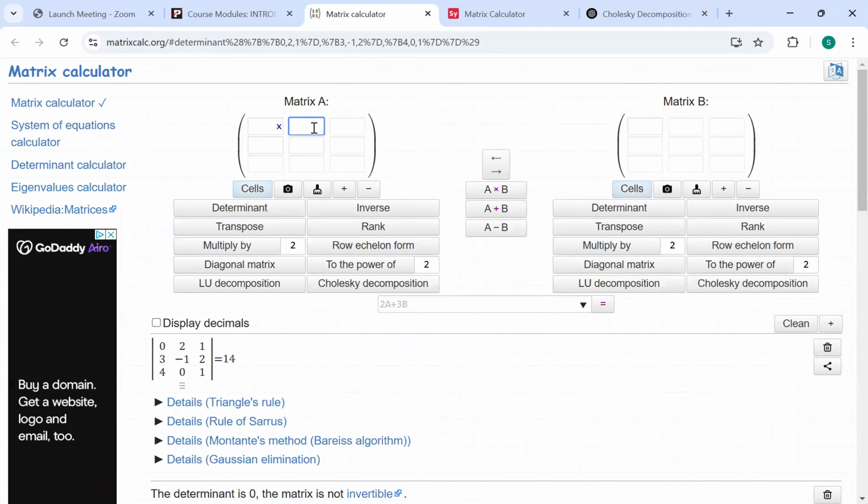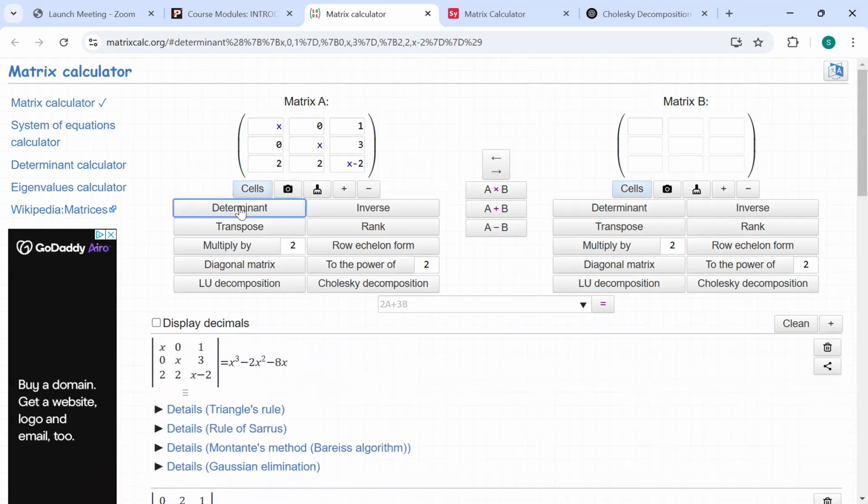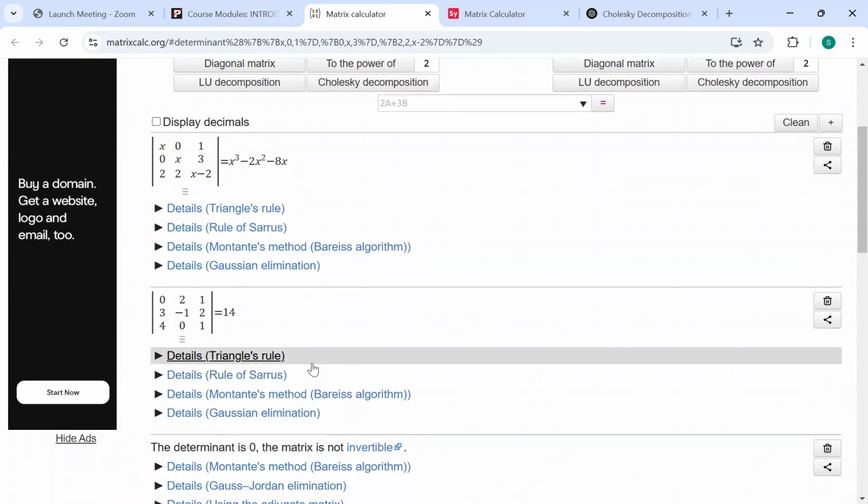So that's lambda, 0, 1, 0. And instead of lambda, because I don't know how to type lambda in this site, I just use x. 0, and then I have 2, 2, and this one was lambda minus 2, so I'm going to go x minus 2. And hopefully, if it does, that'll be awesome. Let's see, determinant. Yes. There you go, beautiful. You see everyone right there. And that's what we got.